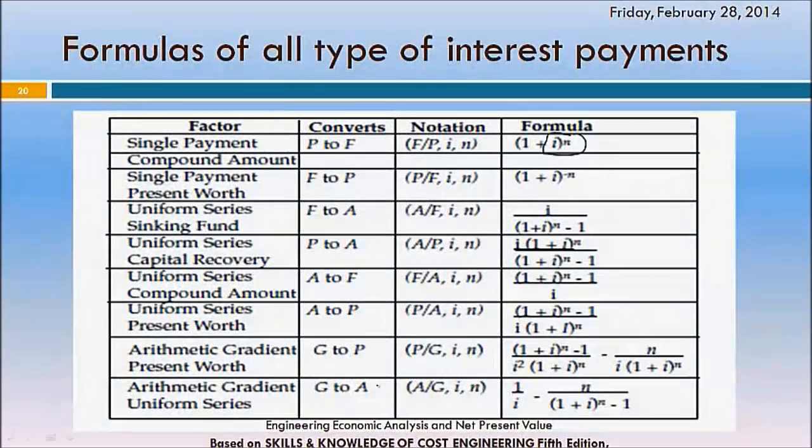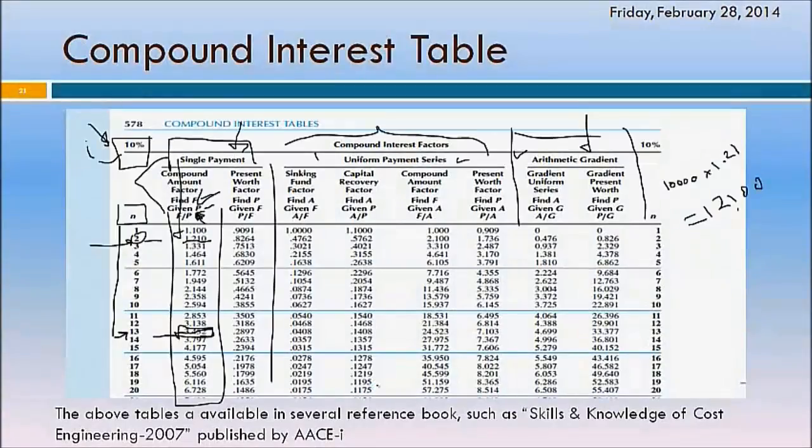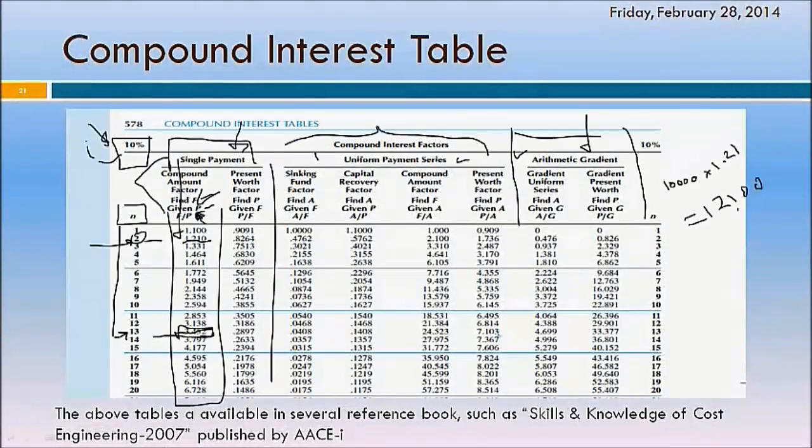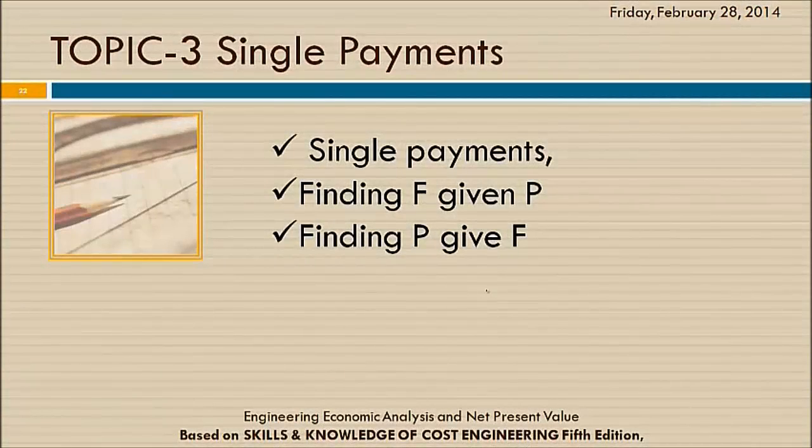So why did we stop on the tables? If you see here, the formulas really are very complex. For the annuity, see how big the formula is. For the arithmetic gradient, see how big the formula is. You're not going to memorize such big formulas. So simply, just go to the tables and pick up your factor. Okay, now we are ready to discuss topic 3. Let us have a break, and afterward we'll jump to topic number 3.